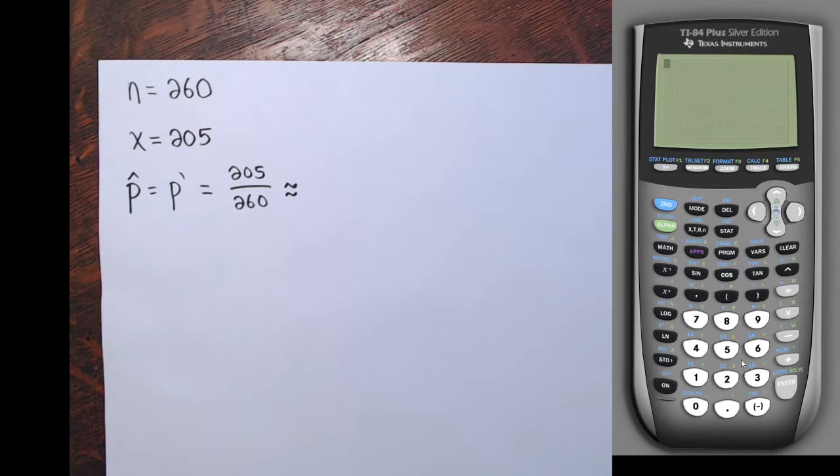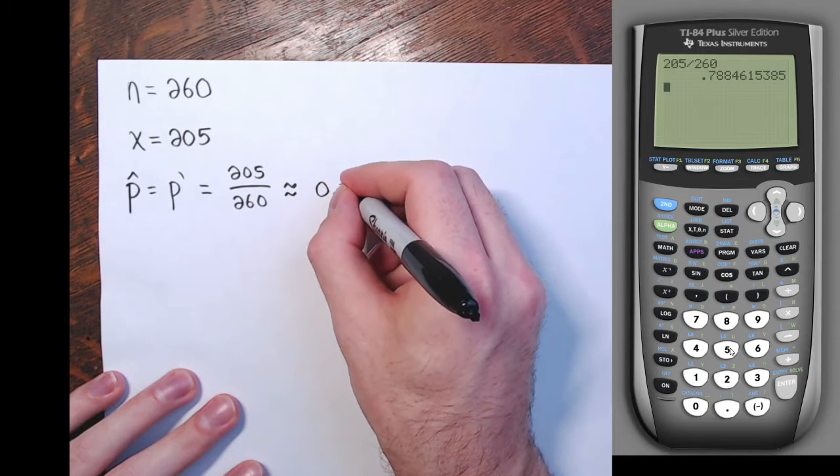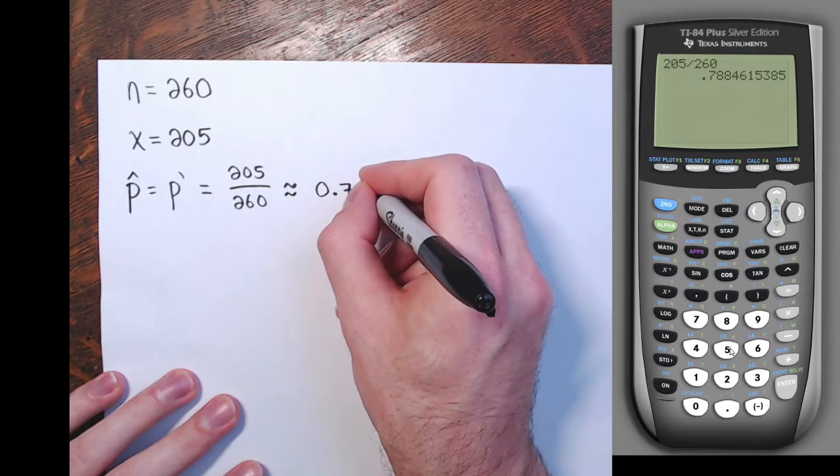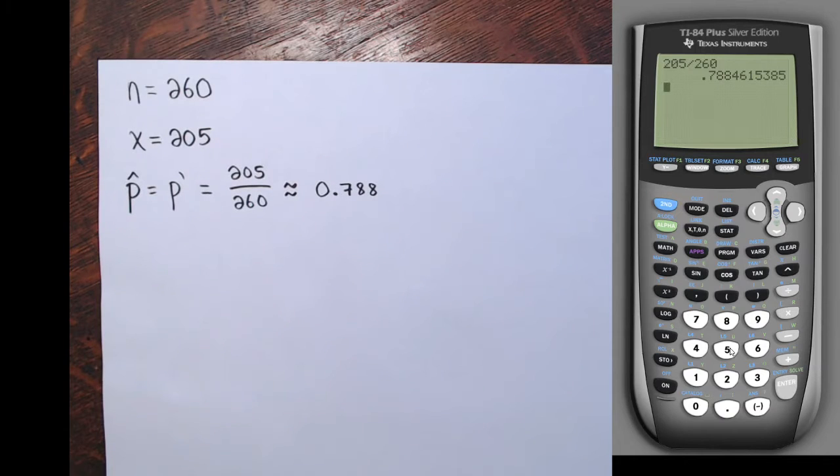So let me take 205 divided by 260. To three decimal places, that would be 0.788. So almost 79% of the sample took a college entrance exam.